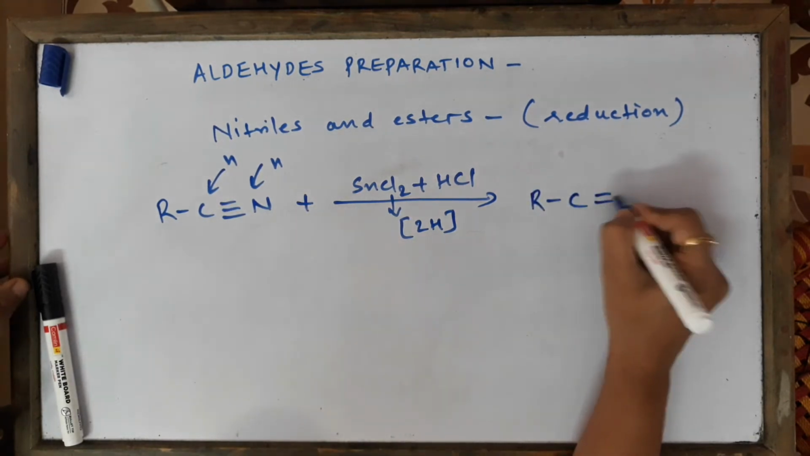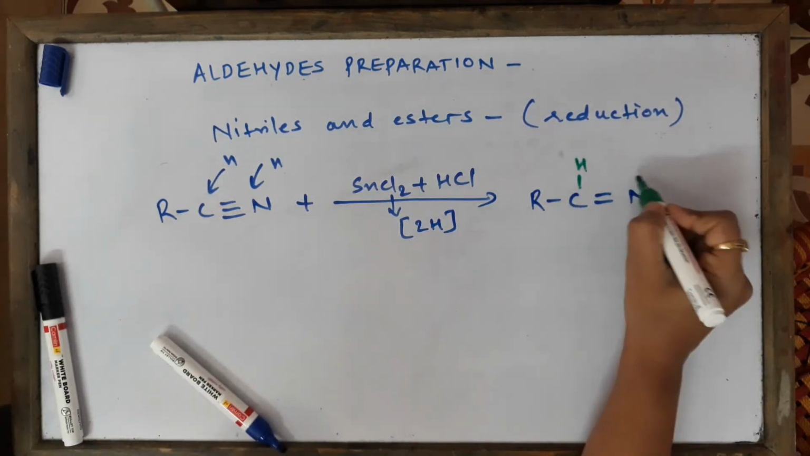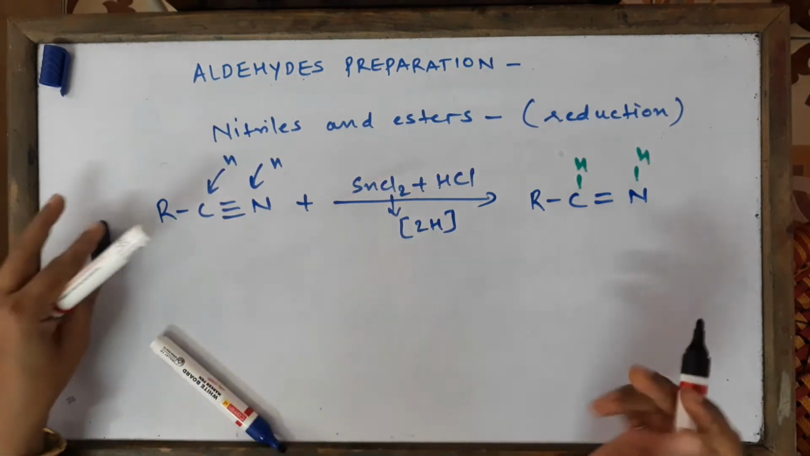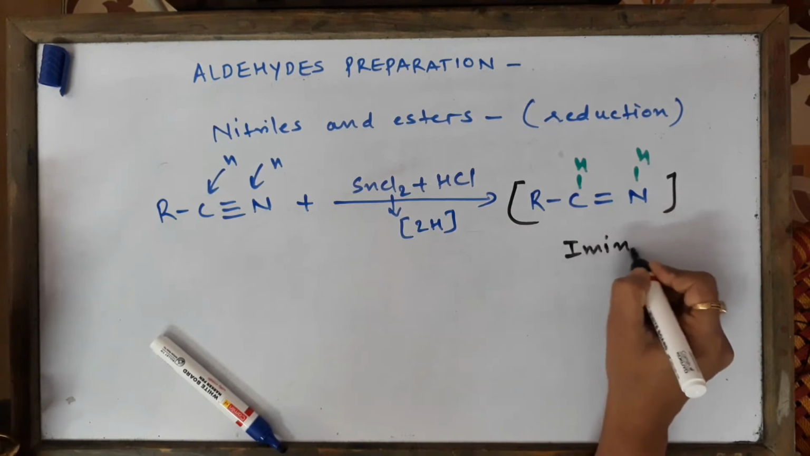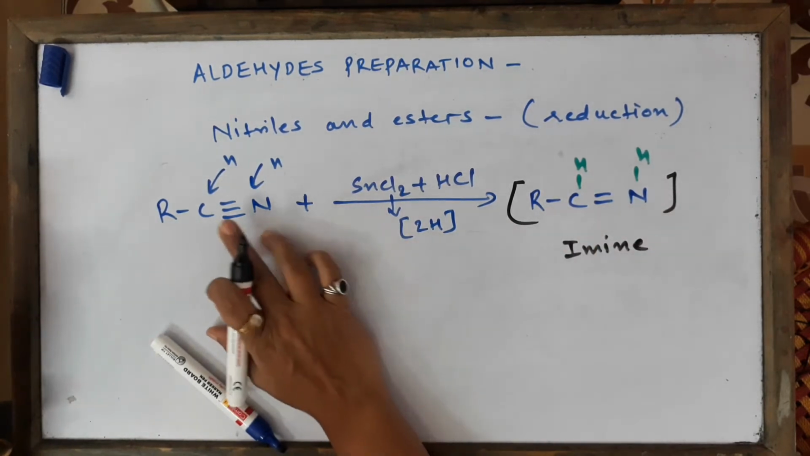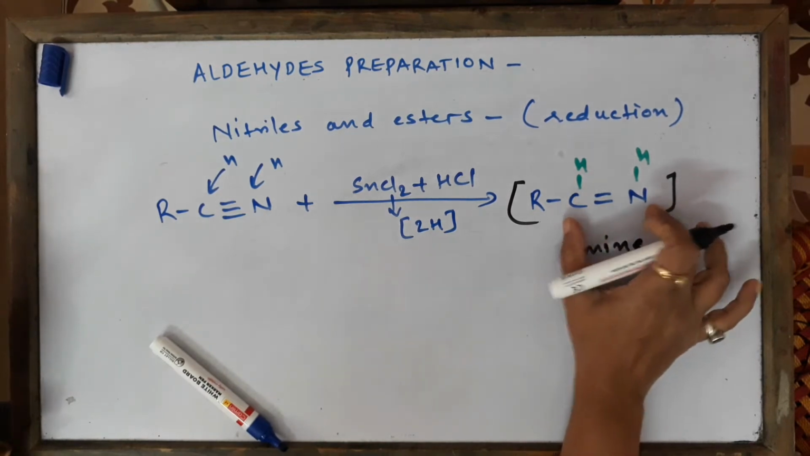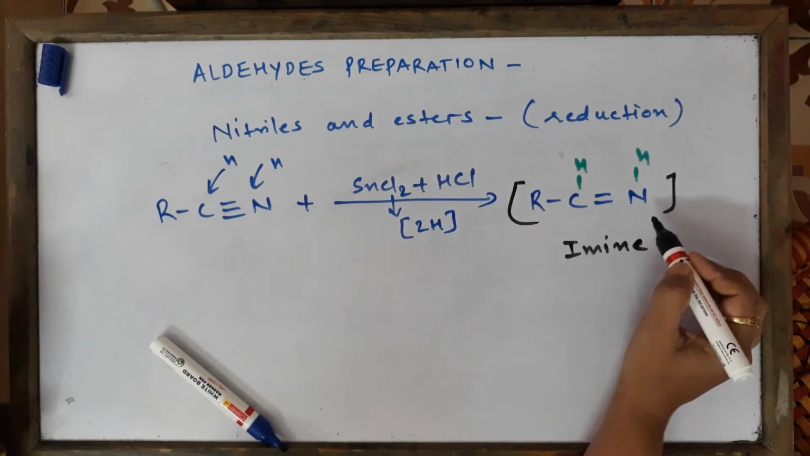You're going to get RC double bond N, and the new hydrogens which I am going to attach, I'm just going to write like this, H H. So what is this compound now? This becomes a new compound, a new class of compound which is called imine. So we have changed the functional group from C triple bond N to C double bond NH. So this particular functional group will be called imine.